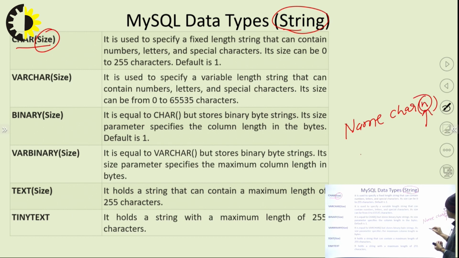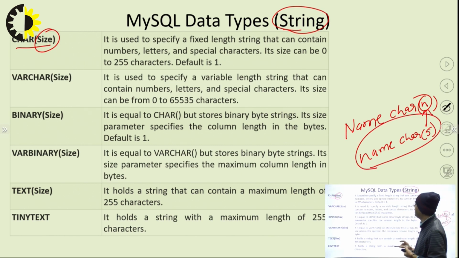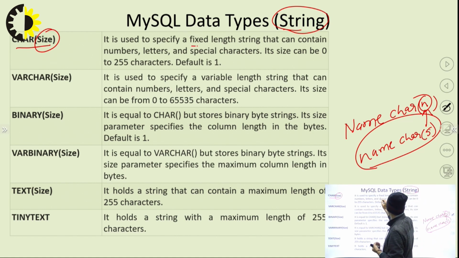Let's suppose someone has written name and then the type of name is char, and let's suppose there are 5 characters. This is the char data type. It is used to specify a fixed length string that can contain numbers, letters, and special characters, and its size can be 0 to 255 characters, and by default its size is 1.